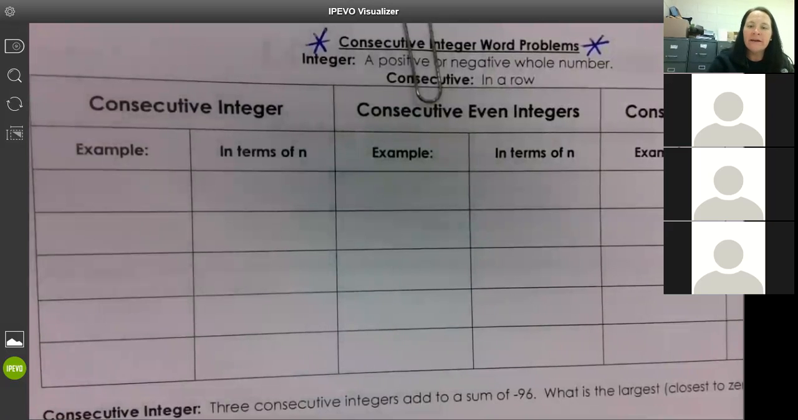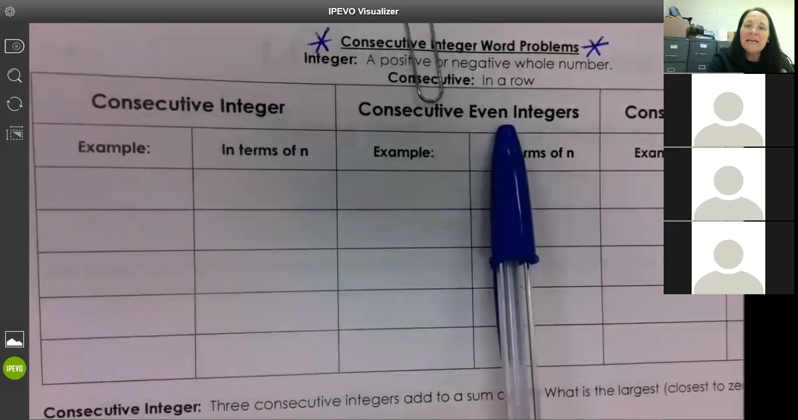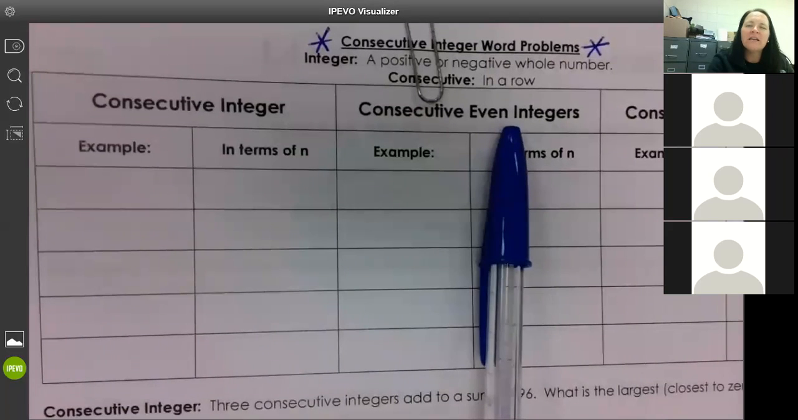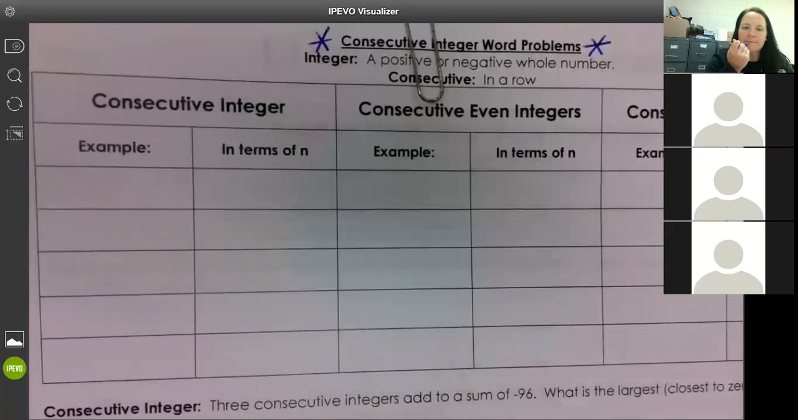So like 1, 2, 3 are back to back numbers. 99, 100, 101 are back to back numbers. If they're consecutive even, give me an example of consecutive even integers. So if regular integers are 1, 2, 3, 4, 5, 6, 7, 8, 9, what would be consecutive even integers? 2, 4, like 2, 4, 6. Just as long as they're in order. Now we might solve them and it'd be 14, 16, 18, but they're back to back numbers.